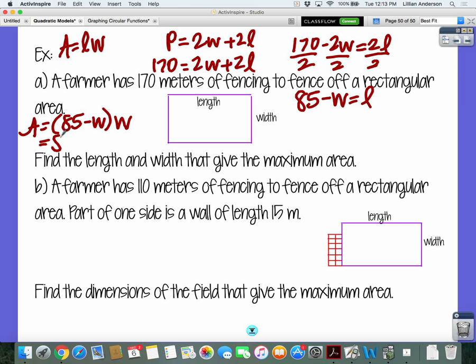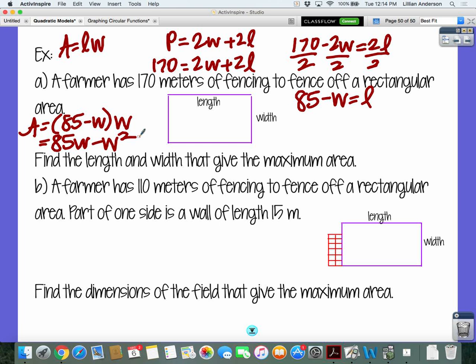So my area equation is 85W minus W squared. Now it's asking us to find the length and width that gives the maximum area. So what am I looking for here? I am looking for W, but which W? I'm not looking for a W that's going to give me an x-intercept. I'm looking for the W that's going to give me the maximum.